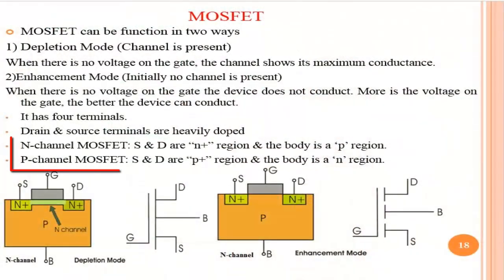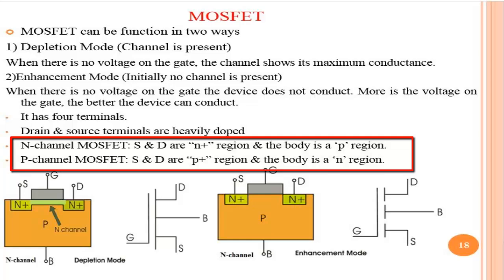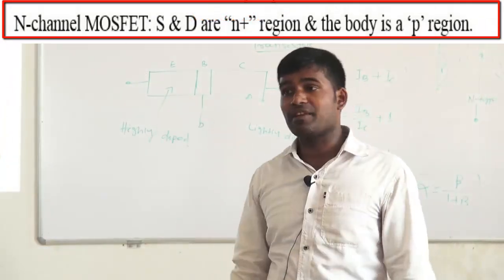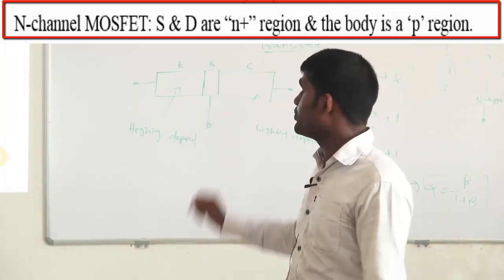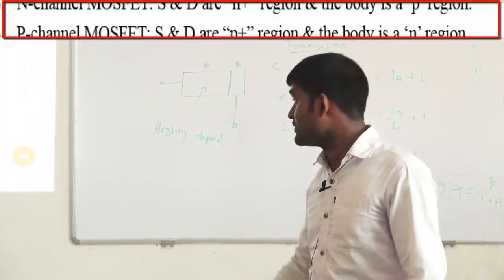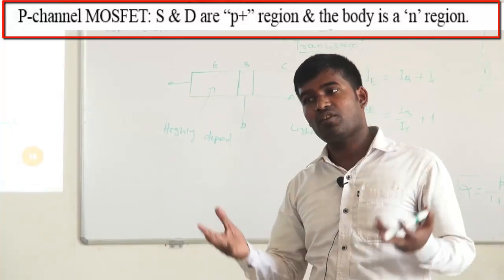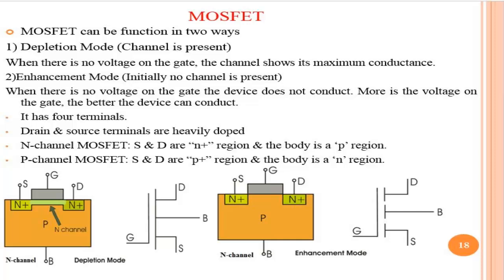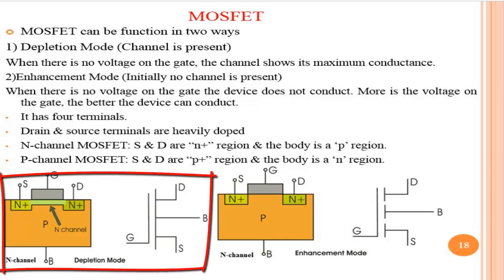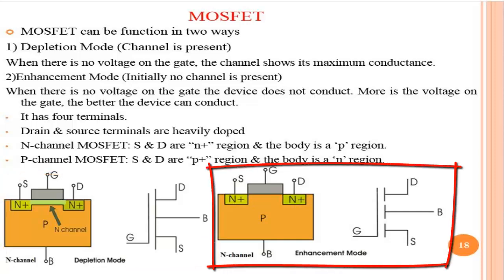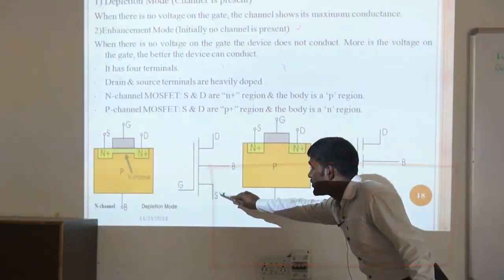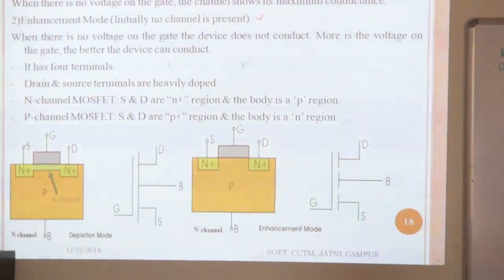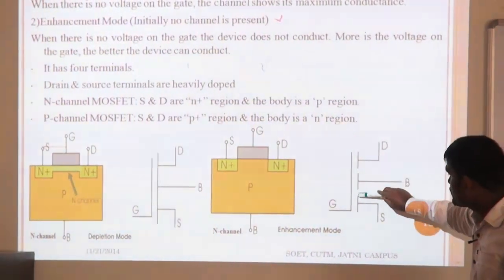So next, for N channel MOSFET, source and drain are N plus type and body or substrate is P type. For P channel it is opposite, means P plus and body is N region. This is the diagram for N channel depletion mode. This is the diagram for N channel enhancement mode. This is the symbol for depletion mode. This is the symbol for enhancement mode. One gap is there, means you have to enhance.